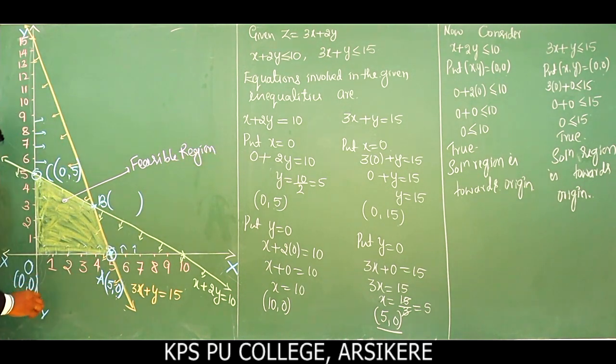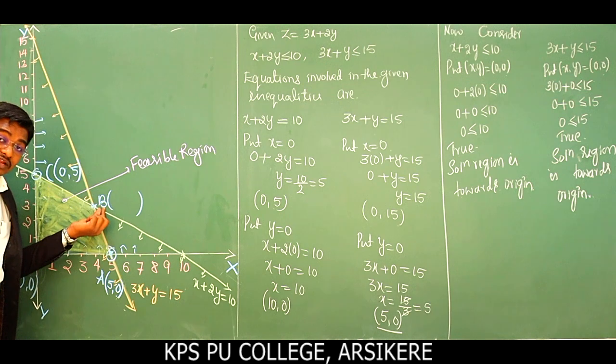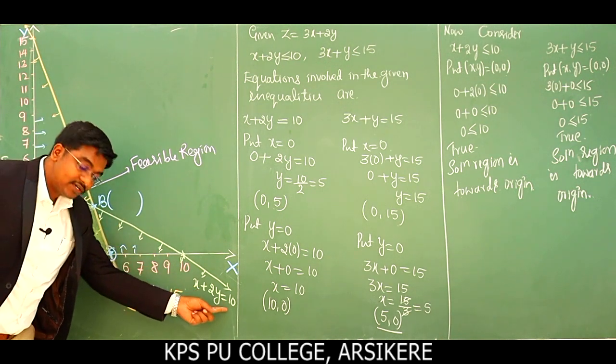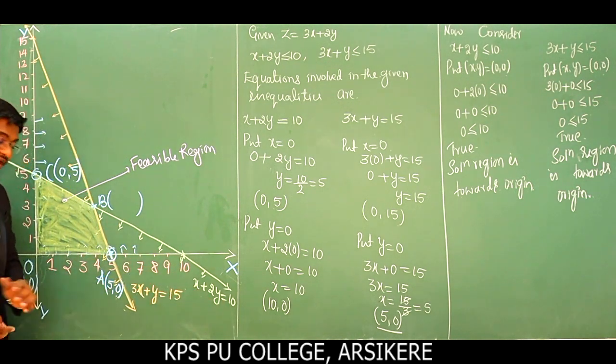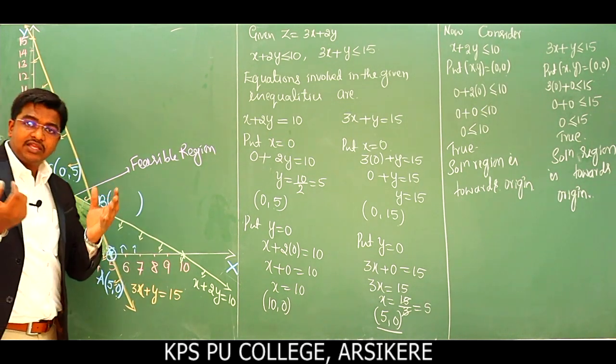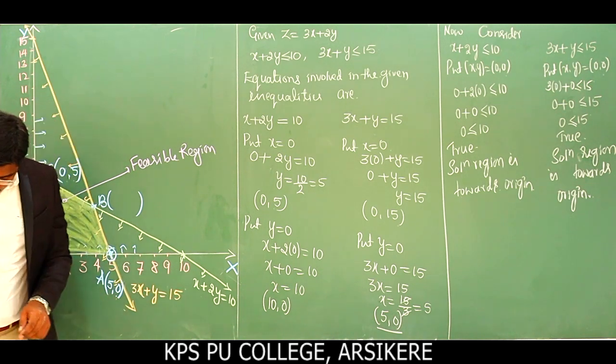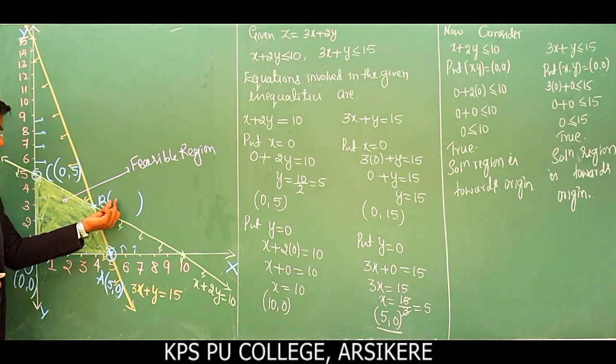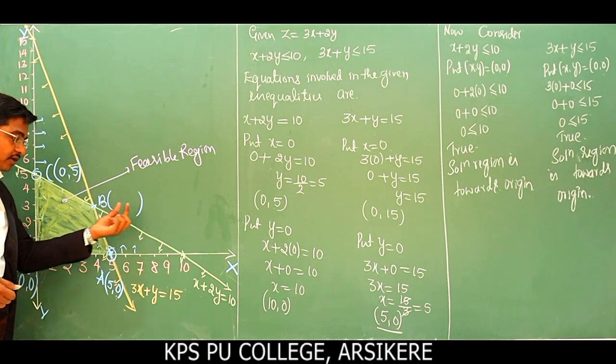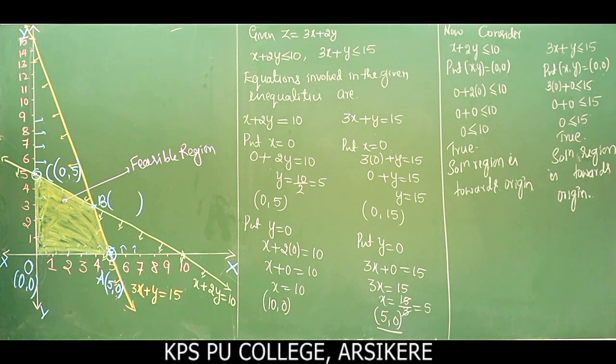Once you draw the feasible region, next we find the corner points. Point B is the point of intersection of the lines x plus 2y is equal to 10 and 3x plus y is equal to 15. So how to find this point? Just solve the equations. Find the values of x and y for these two equations. The value of x becomes the x coordinate and the value of y becomes the y coordinate.